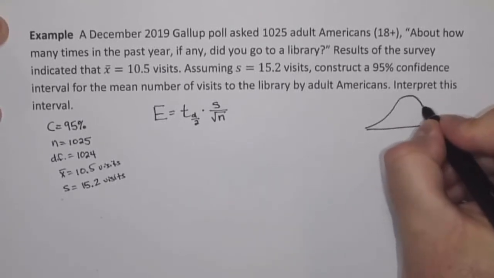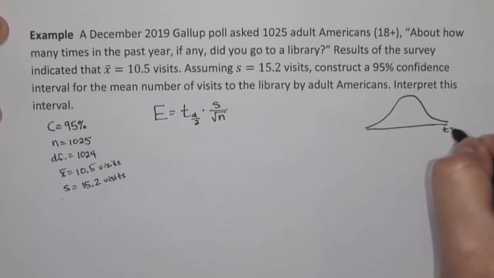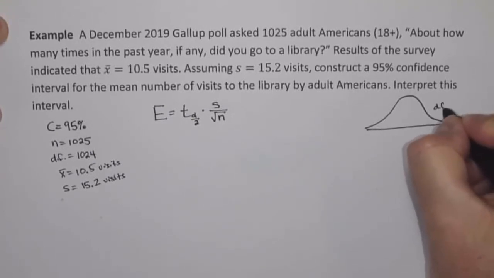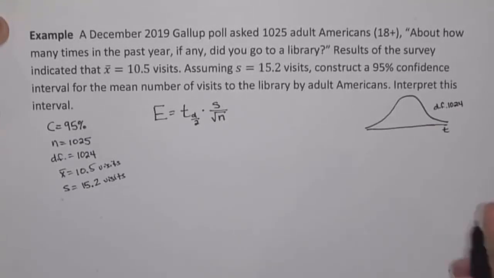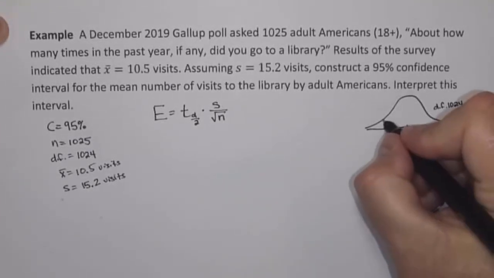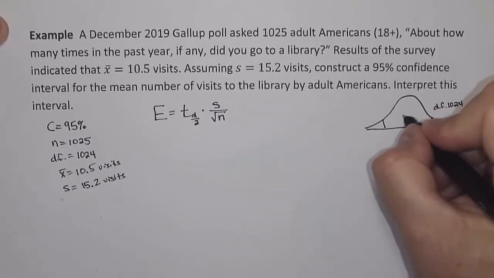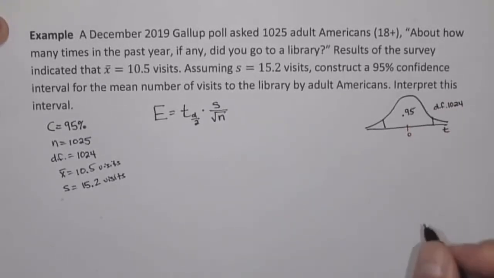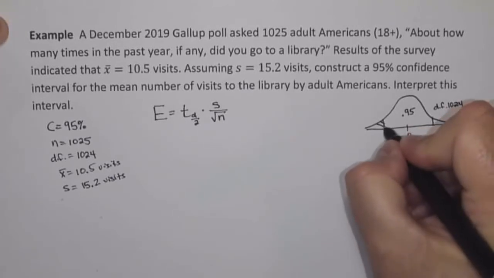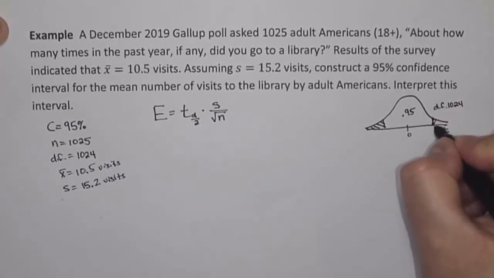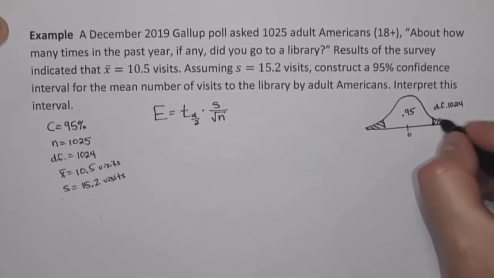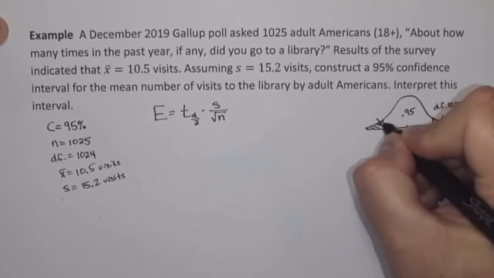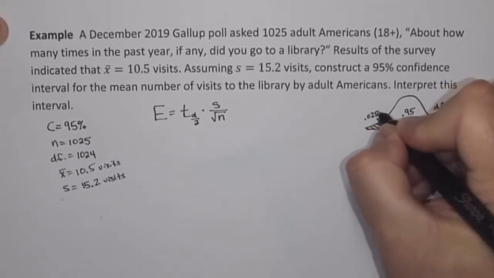So again, we have this t distribution, and this t distribution is going to have 1,024 degrees of freedom. So we know we're doing a 95% confidence interval, so this area here in the middle is going to be 0.95, which means the area in the two tails total makes up the other 0.05, and half of that's in each tail, and half of 0.05 is 0.025, so the area in each tail is 0.025.